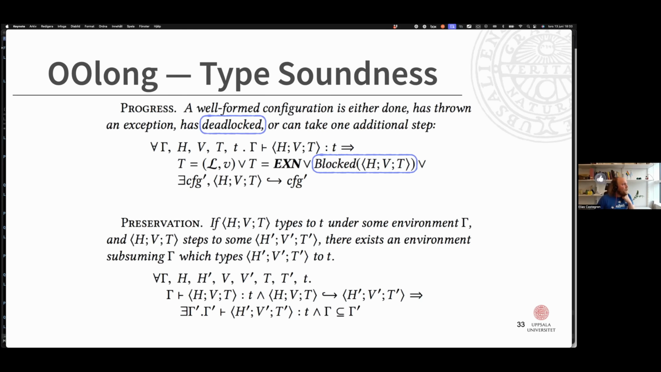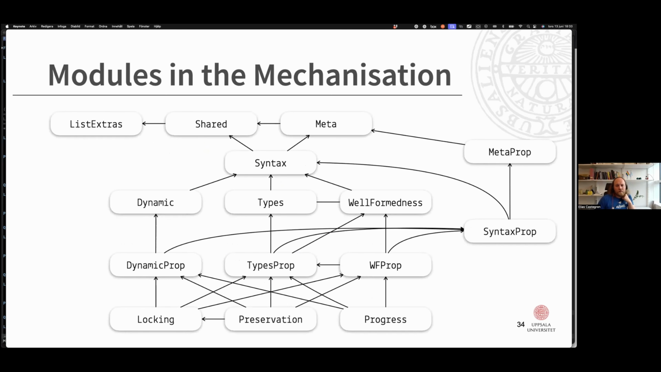So let's talk about the mechanization then, because that's why we're here after all. It used to be the case that you could generate these graphs automatically. Apparently, support for this was dropped in like 2020, and I didn't find an example, so I actually drew this by hand. But these are all the modules that are in the mechanization. It looks like a bit of a mess, but you can actually group these into something that makes sense.